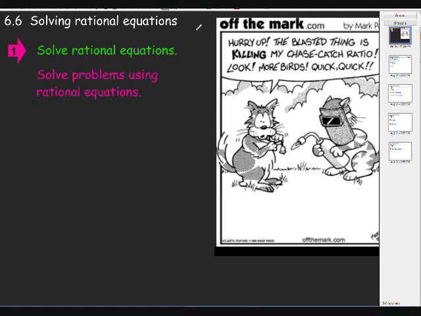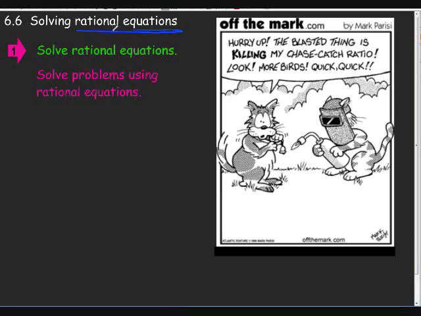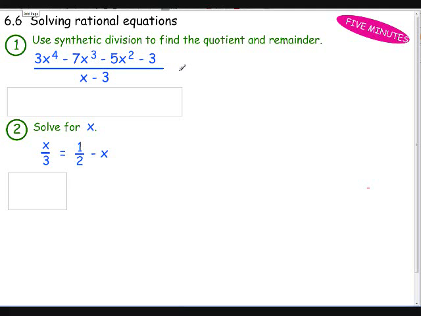Solving rational equations. Of course, this is what we learn all these techniques for, so we can actually solve equations. We're going to practice first using synthetic division.